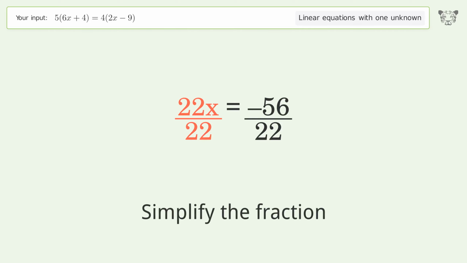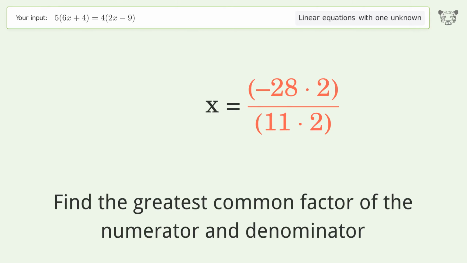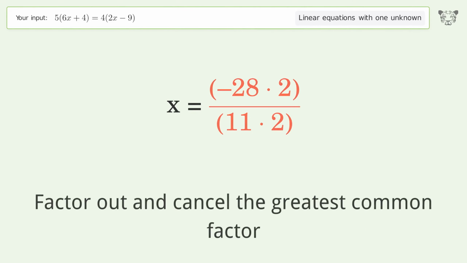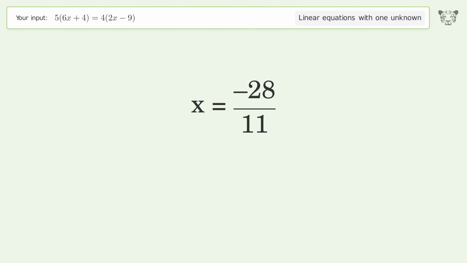Simplify the fraction. Find the greatest common factor of the numerator and denominator. Factor out and cancel the greatest common factor. And so the final result is x equals -28/11.